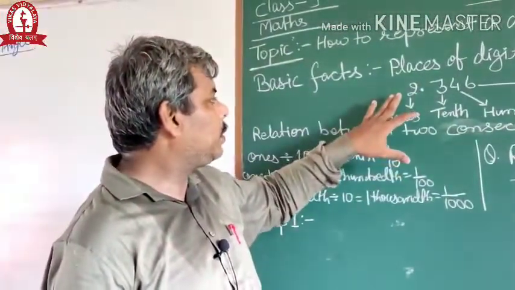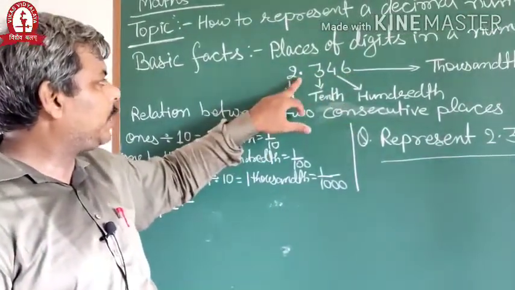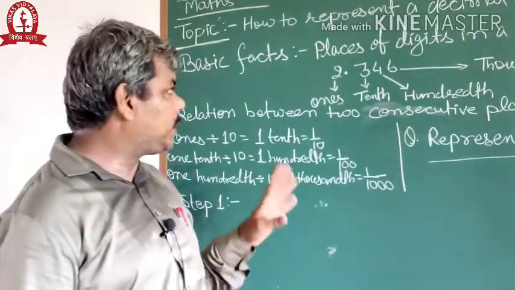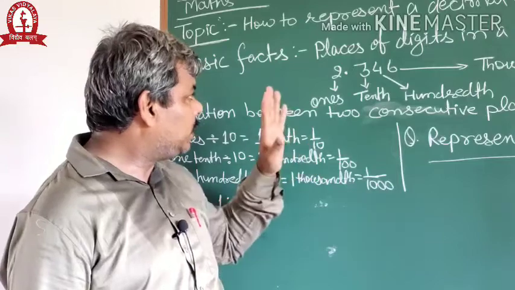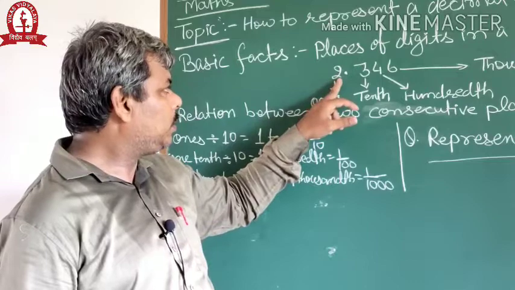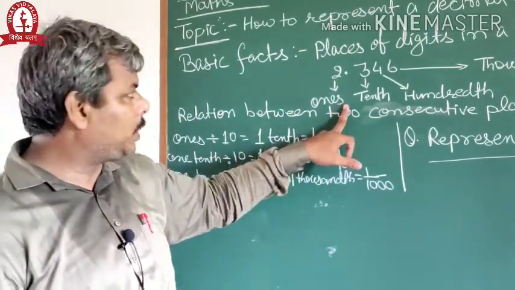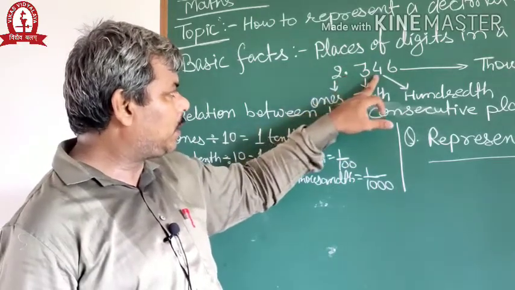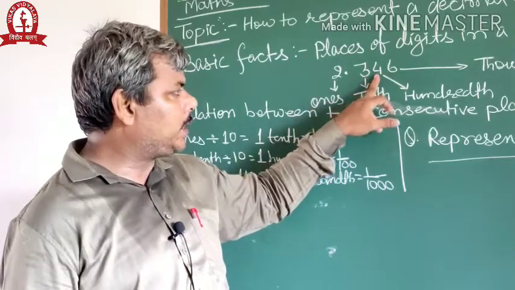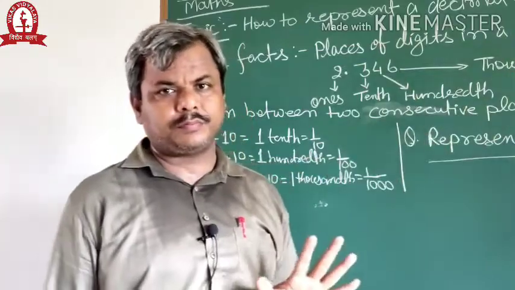Here we take an example of a decimal number, and the number is 2.346, and the places on which these digits lie. Before decimal, 2 is at ones place, it is also known as unit place. After decimal, 3 lies at tenth, 4 lies at hundredth, 6 lies at thousandth place.